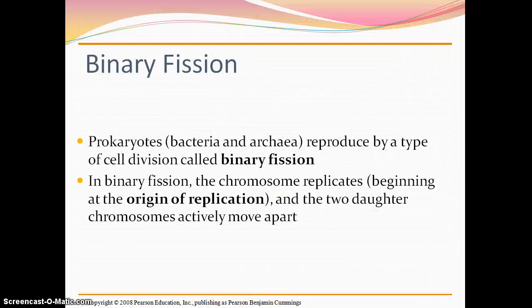So now we've looked at what's occurring in eukaryotic cells during mitosis, but we should take a second to think about prokaryotes. Bacteria and archaea reproduce by a type of cell division that we call binary fission. And in binary fission, the chromosomes still replicate. Remember, in a prokaryote, particularly in bacteria, the DNA is in a circular form. And so it has an origin of replication where replication begins.